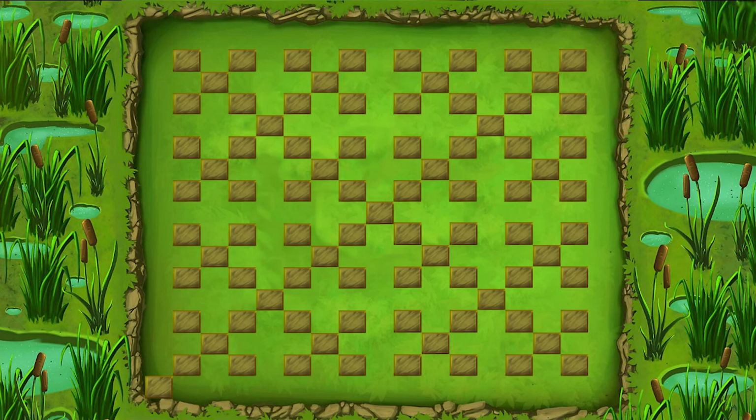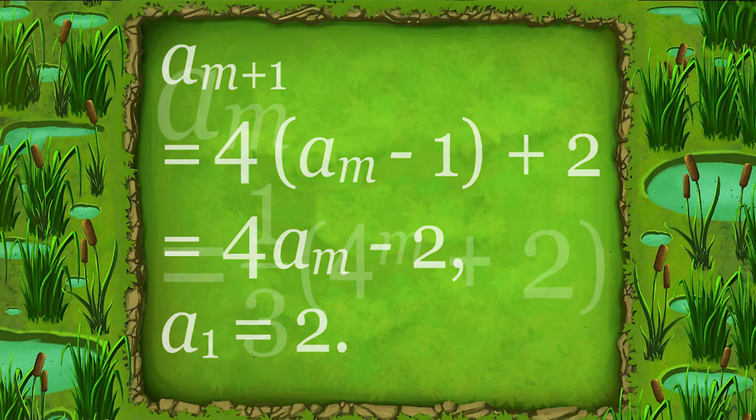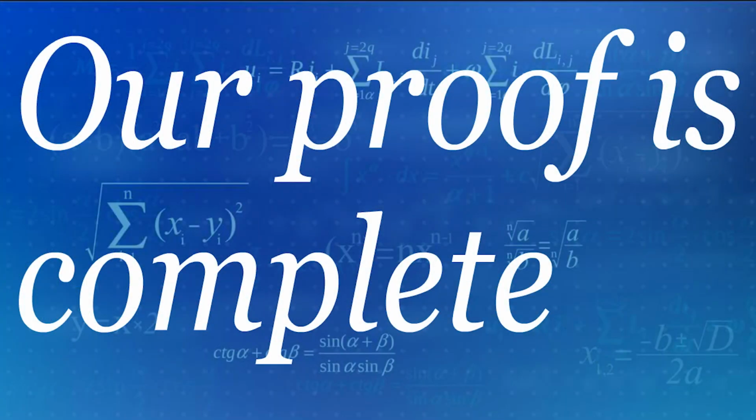Also, from our construction, we obtain the following recursion formula for the number of stones after m iterations. The solution to this recursion formula is 1/3, multiplied by 4 to the power of m, plus 2. Hence, the second part is also proved, and hence our proof is finally complete.